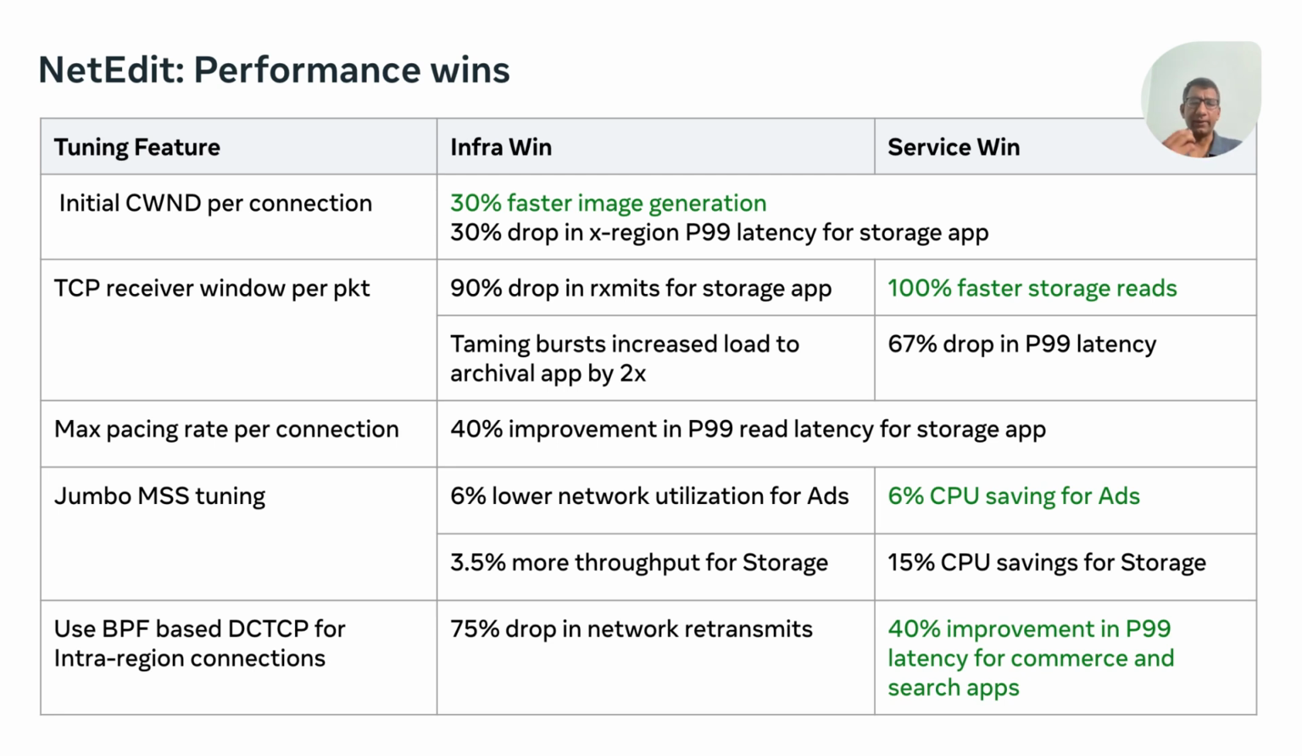Increasing MSS and thus adopting jumbo MTU leads to efficiency wins for both the network and for the host. For an ad service, we saw 6% CPU utilization savings through this tuning. Lastly, changing intra-region congestion control reduces retransmits that we see and overall improves the P99 latency for user visible services up to 40%. This is just a snapshot. Please refer to the paper for more details about both tuning features and the appropriate wins.